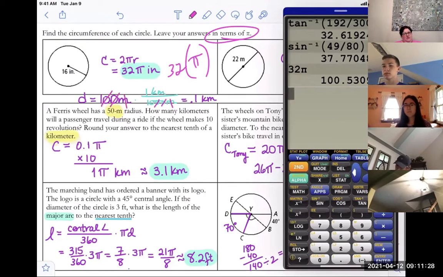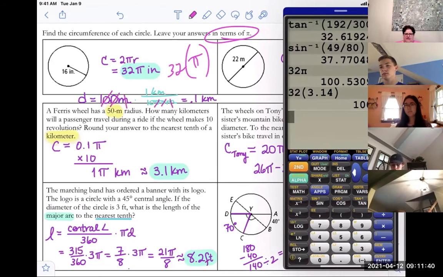Pi is irrational, which means it goes on forever and it doesn't repeat. So when you use 3.14, you're leaving out tons and tons of digits. Sometimes that matters more than other times. But see on this one, 100.5309, et cetera. That 32 pi expression would go on forever because you're multiplying 32 by an irrational number. It's just that your calculator can't show you a number that goes on forever. So it has to cut it off at however many digits you tell it to.